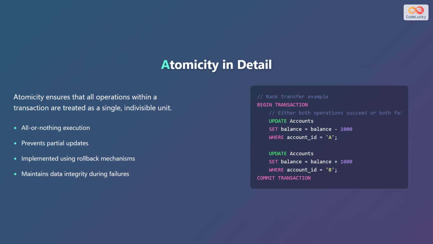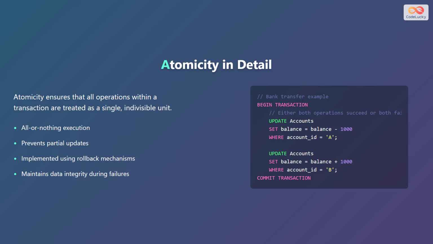Let us discuss atomicity in detail. Atomicity means that all operations within a transaction are treated as a single, indivisible unit. It's an all-or-nothing execution, which prevents partial updates and is implemented using rollback mechanisms, maintaining data integrity during failures. For example, if you are transferring money from one bank account to another, either the money is deducted from the first account and added to the second, or neither operation happens.